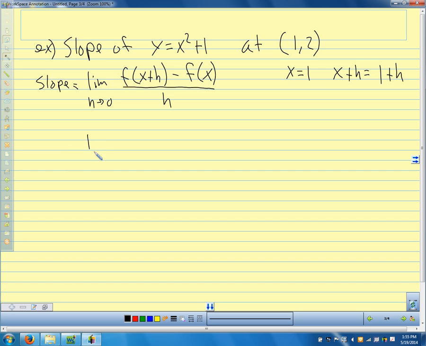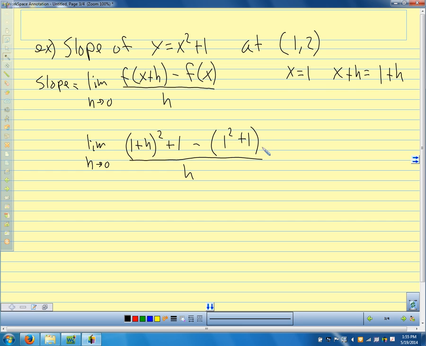So we're looking at the limit as h approaches 0. This says plug in 1 plus h for x. So I get (1 plus h) squared plus 1. That's what my function is. Minus f of x, which is f of 1. f of 1 is 1 squared plus 1. And we're dividing that by h. Now to evaluate this limit, we just need to simplify. We're using the same rules that we used before. As h approaches 0, we want to simplify this quantity so we can evaluate this limit.